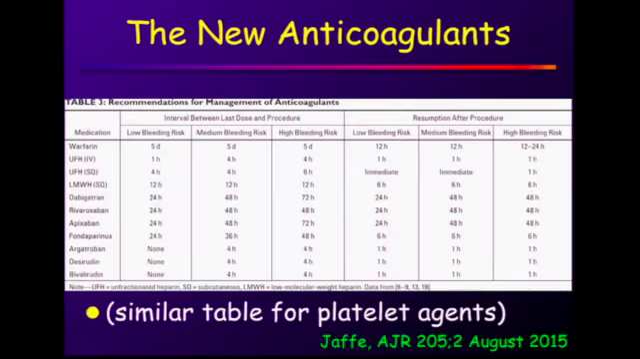This is a really nice paper by Tracy Jaffe from Duke, and they divide procedures up into low risk of bleeding, medium risk of bleeding, etc. And then for all these polysyllabic agents, you stop them X days ahead of time, and you start them up Y days or Y hours after the procedure. And she has a similar table for the new platelet agents as well.